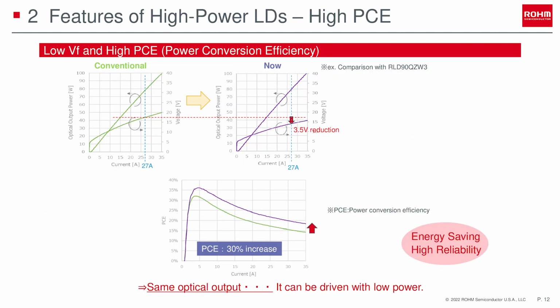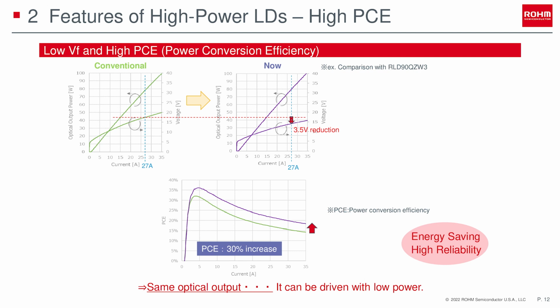The second feature, high power conversion efficiency, is explained here. ROHM's high-power laser diodes have achieved a significant reduction in drive voltage, VF. The top two graphs show the current on the horizontal axis, the optical output on the left vertical axis, and the voltage on the right vertical axis. The left graph shows the characteristics of a conventional laser diode, while the right graph shows the characteristics available from current ROHM products.